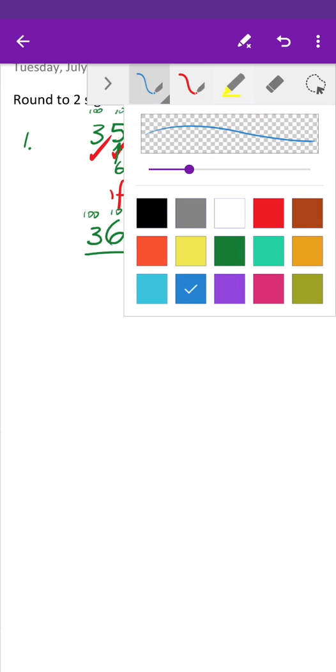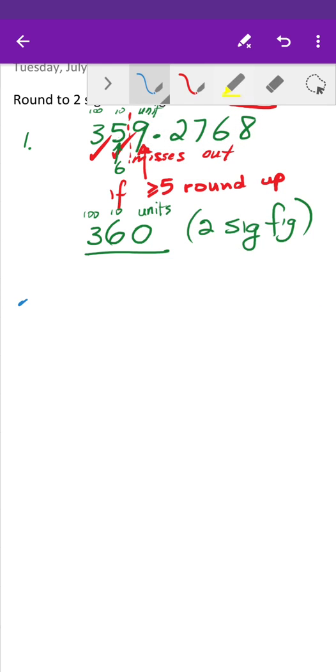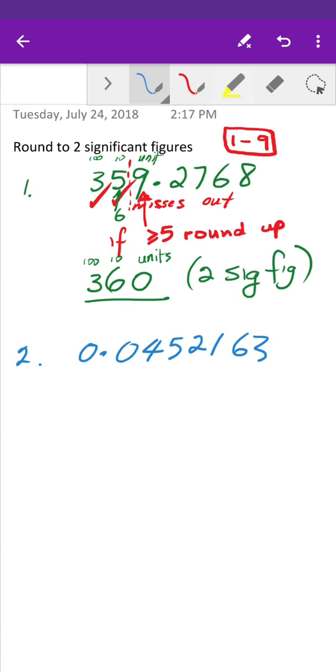Let's have a look at another one. 0.0452163. Now we want this answer to two significant figures. Now before I mentioned we only want the first number to be a 1 through to 9. We do not count the zeros as our first significant figures. We don't count the 0, we don't count the 0. This is our first significant figure, and our 5 is a second significant figure.